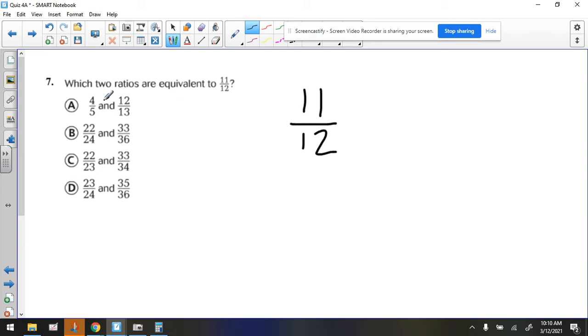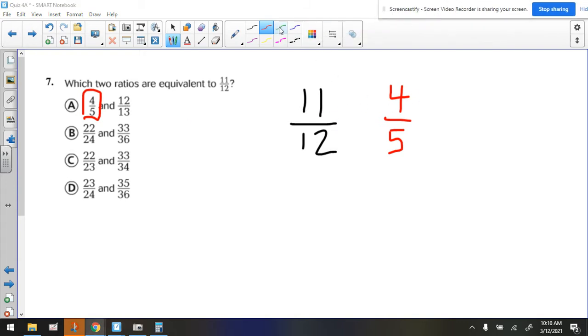So I just want to remind you all about the idea of checking cross products. So let's explore choice A. And the first number they give us there is the 4/5, or the 4 out of 5. Now, anytime you have something that can be simplified, by the way, you probably should do it. But neither one of these can be simplified. So we'll go ahead and check the cross products.